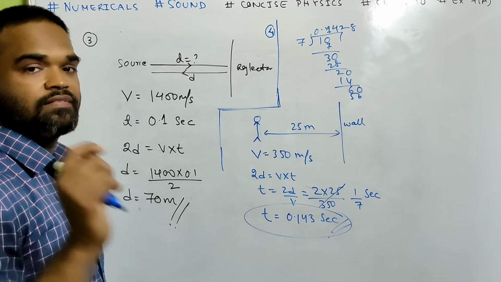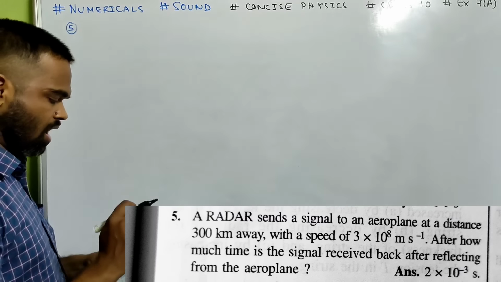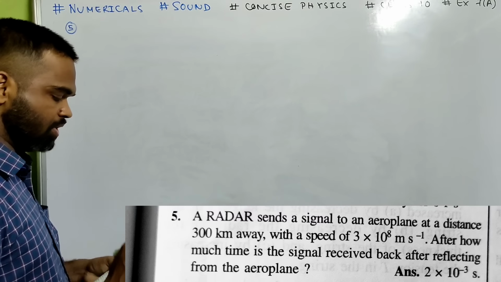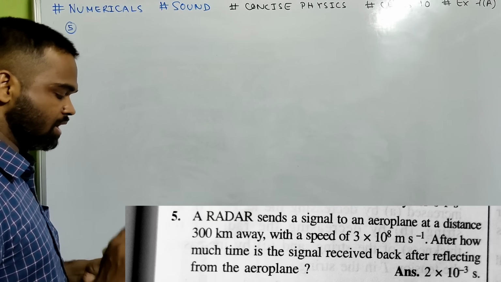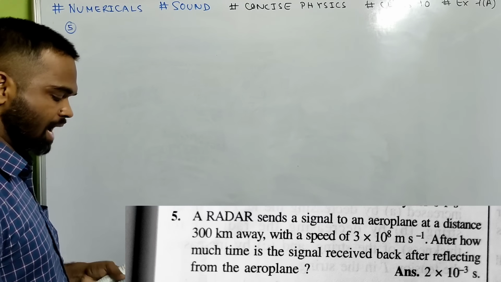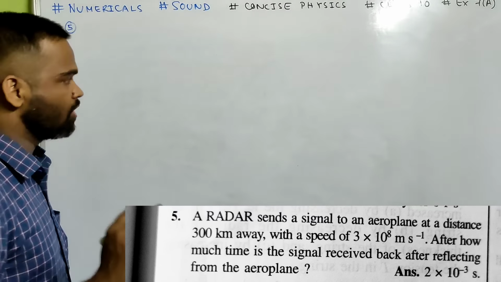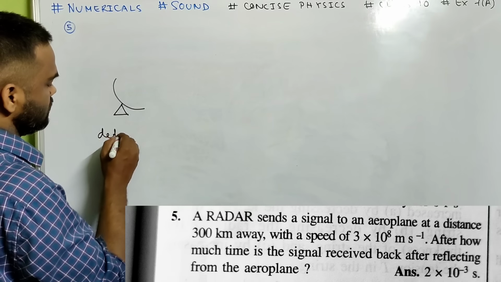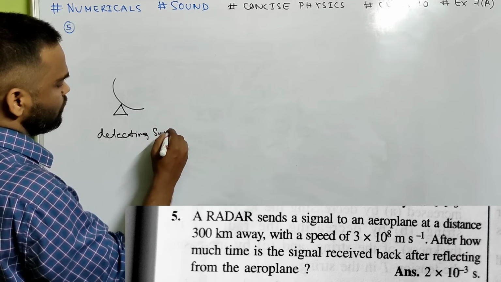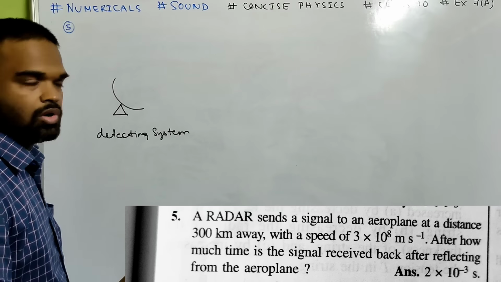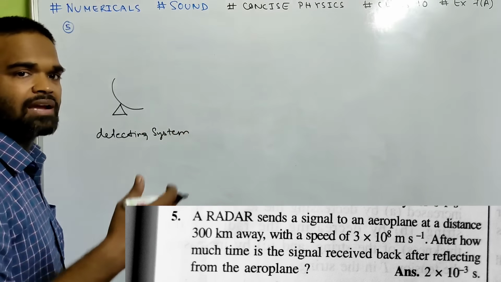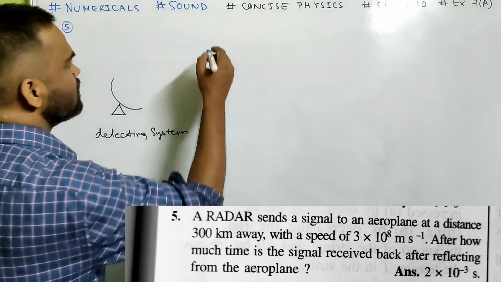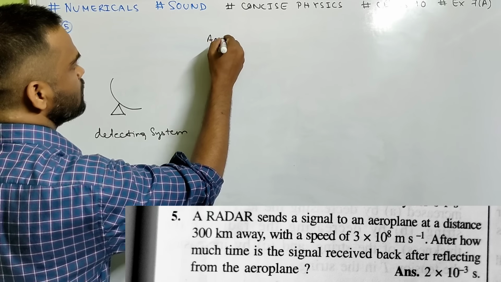Now let us look at number 5. A radar sends a signal to an aeroplane at a distance 300 km away with a speed of 3 multiplied by 10 to the power 8 meter per second. After how much time is the signal received back after reflecting from the aeroplane? Now, we know radar is a detecting system which uses radio waves to determine the distance, angle, velocity of various objects, maybe an aeroplane or a guided missile.